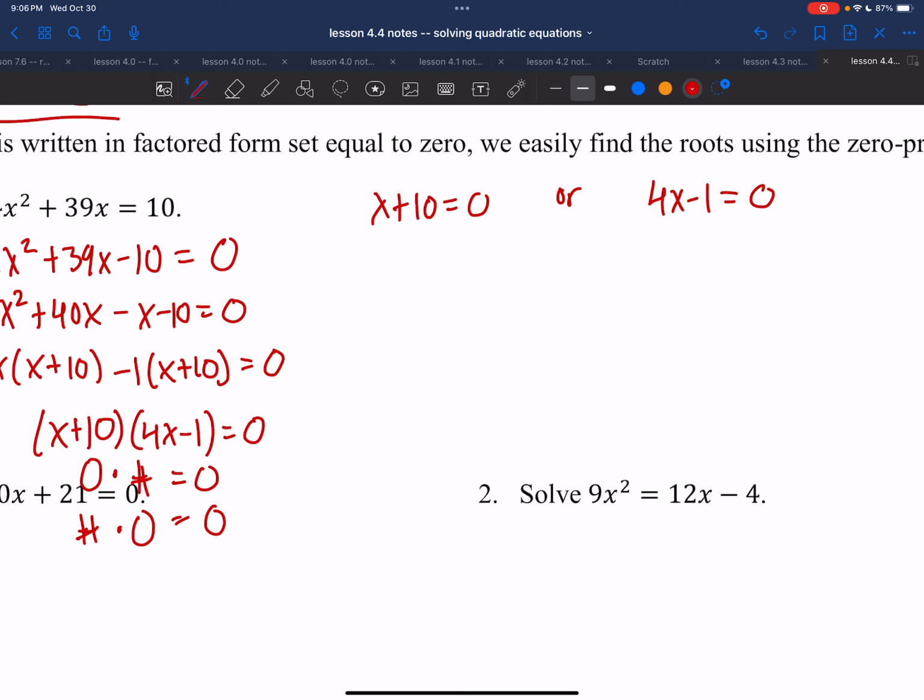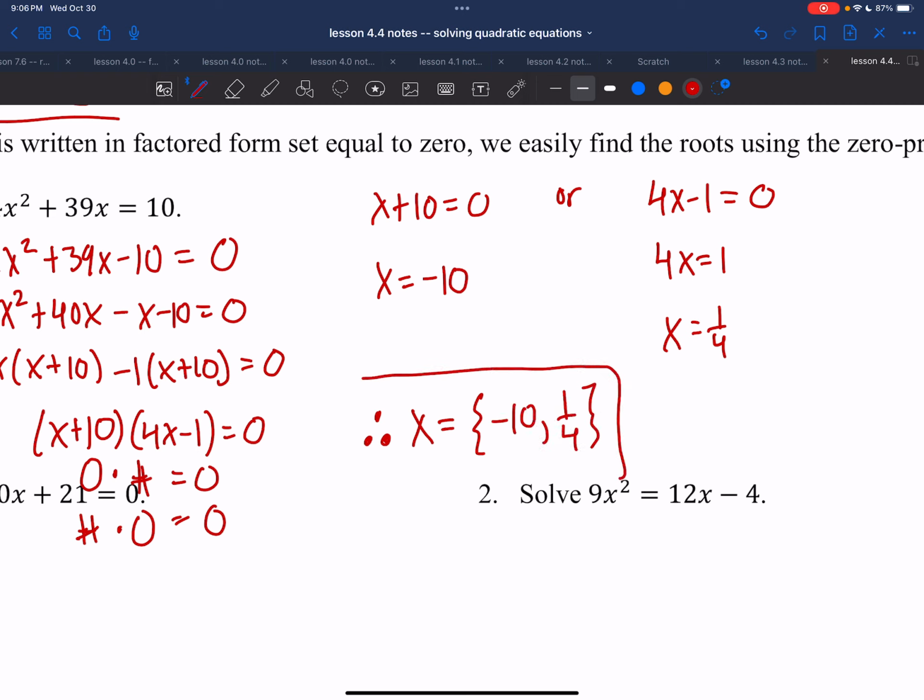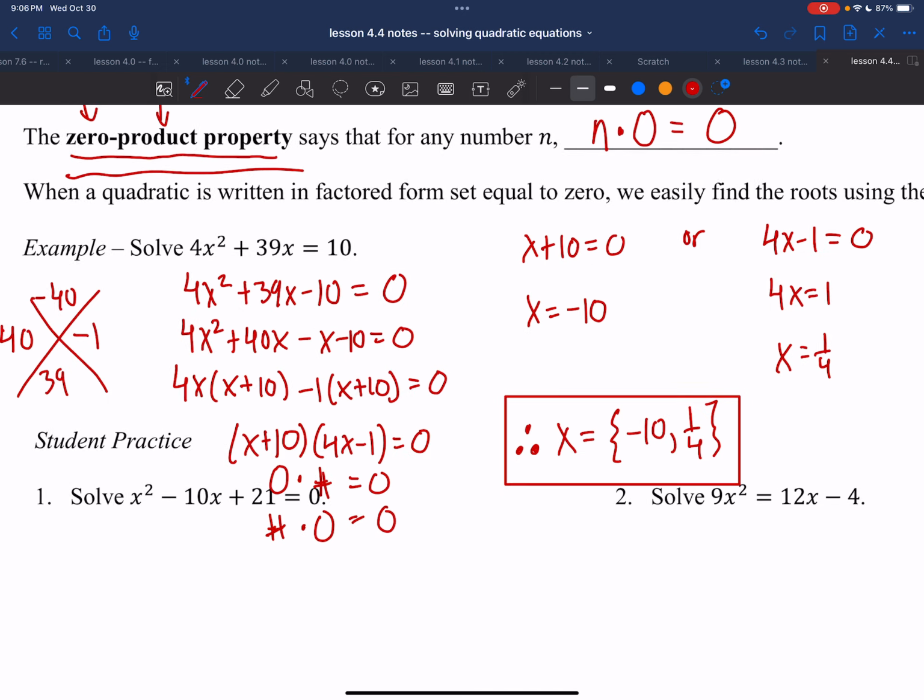Pretty simple. x plus 10 is 0. Just subtract 10 from both sides. You get negative 10 here. And then let's see here. 4x equals 1. I just added 1 to both sides there. And then divide by 4, yielding 1/4. So, conclusion. I say therefore, that's what those little 3 dots mean. You hear me say that all the time. You see me write it all the time. Therefore, x has two solutions, negative 10 and 1/4. That's my solution set. The two values of x that satisfy the equation. And there it is.